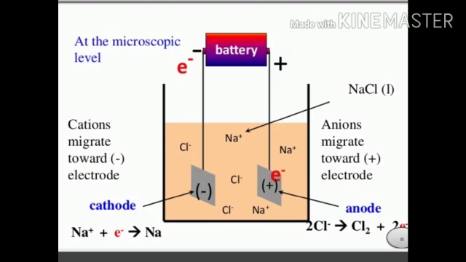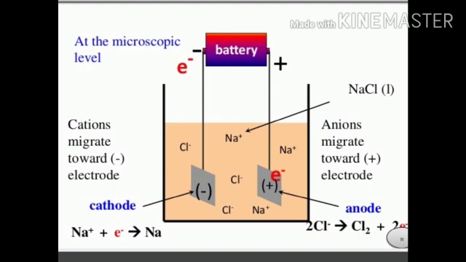Electrolysis of molten sodium chloride. Molten sodium chloride contains Na+ and Cl- ions. On passing electricity, Na+ ions move towards the cathode while Cl- ions move towards the anode. On reaching the cathode, each Na+ ion picks up an electron from the cathode and becomes a neutral atom. Thus, sodium metal is liberated at the cathode.